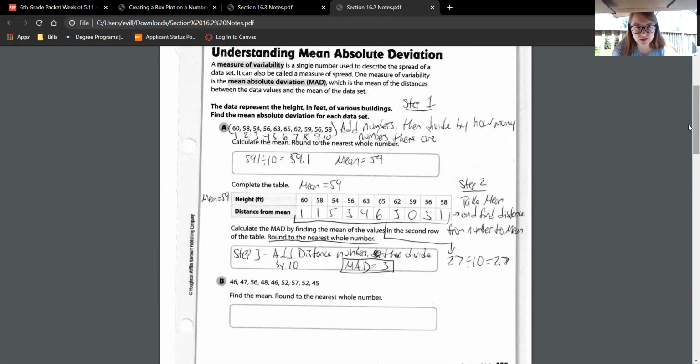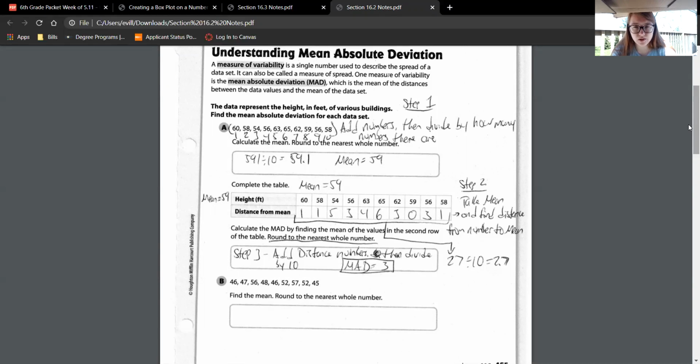One measure of variability is the mean absolute deviation, or MAD for short, which is the mean of the distances between the data values and the mean of the data set. So this is going to tell you how to find the mean absolute deviation, or MAD. So it says, the data represents the height in feet of various buildings. Find the mean absolute deviation for each data set.